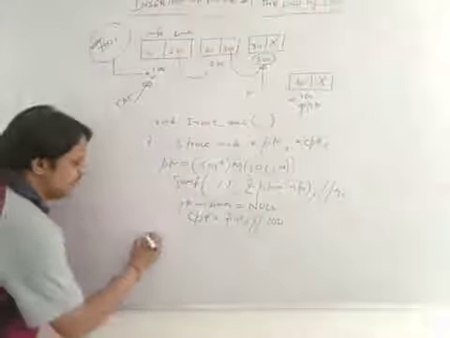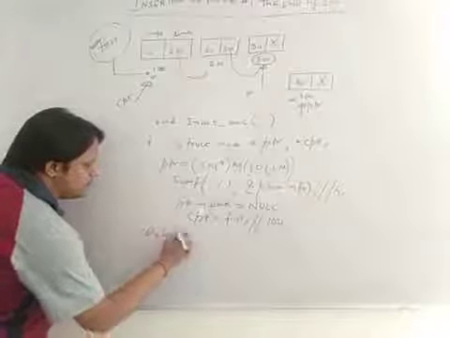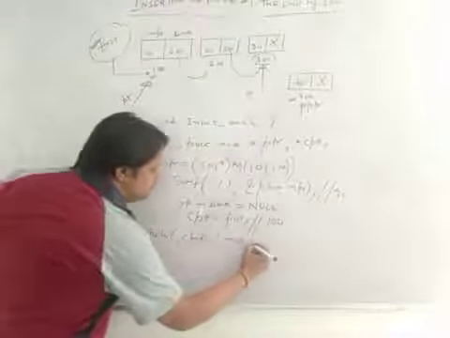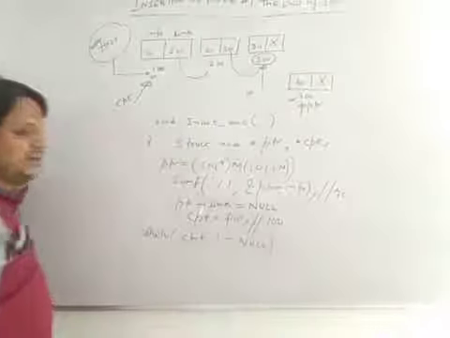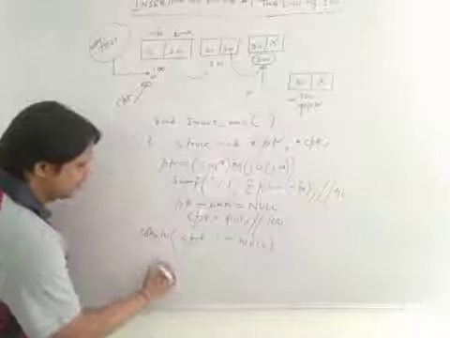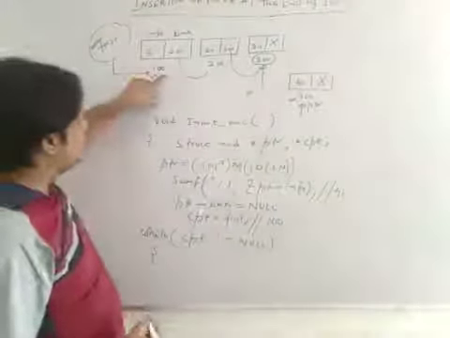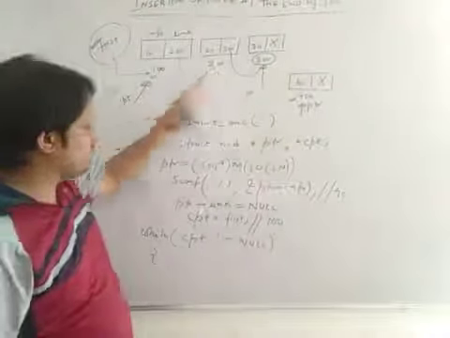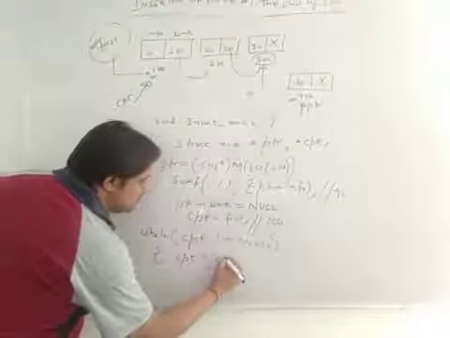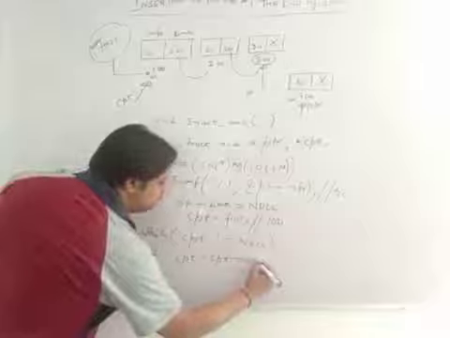So how are we going to write this? Let's suppose I write while CPT not equals to null, that is, as long as my CPT is not null, keep on incrementing your pointer. How do you want to increment the pointer? Your CPT is 100, now you want your CPT to point to 200. So what you will write? You will write CPT is equal to CPT arrow link.